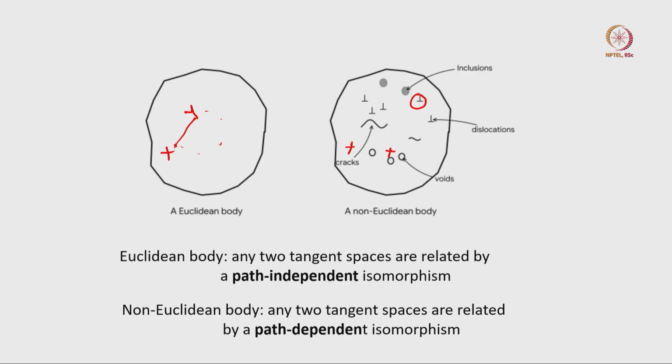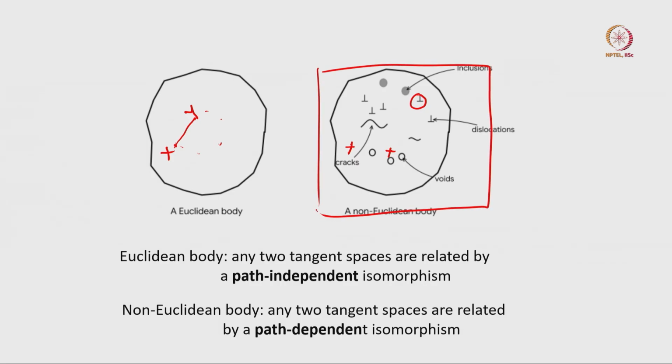This is a continuum version of the whole defect microstructure, so we need not get into the details of the material science aspects. But what is important to understand is that in between these 2 points, in the deformed configuration, when you try to measure the distance, there are objects sitting there, like these voids or cracks or dislocations or perhaps inclusions, right. So the measurement of distance is not that simple. That is why we can say that this body on the right is non-Euclidean.